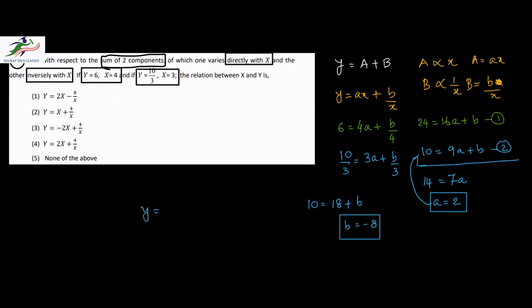So the equation would be y is equal to 2x minus 8 over x. And we see that the first option is exactly that. So this is the correct choice.